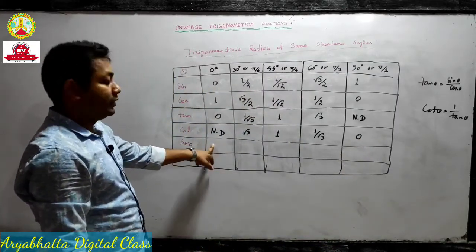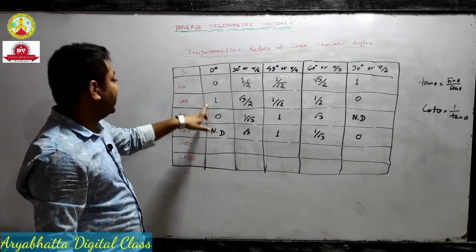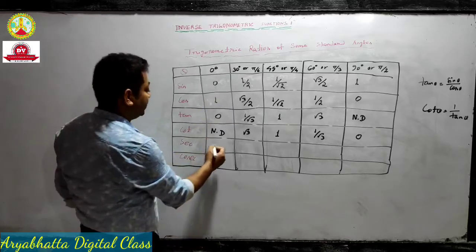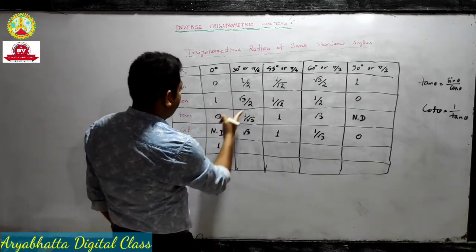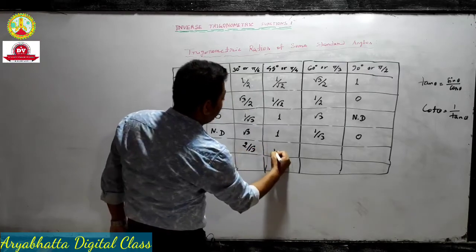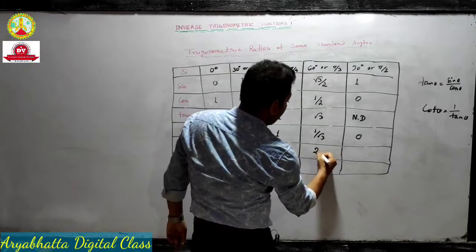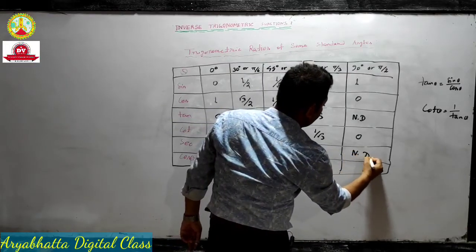Next, sec. We know that sec theta equal to 1 by cos theta. Therefore, sec 0 degree equal to 1 by cos 0, therefore this equal to 1, then 2 by root 3, then root 2, and sec 60 degree equal to 2, and sec 90 is not defined.